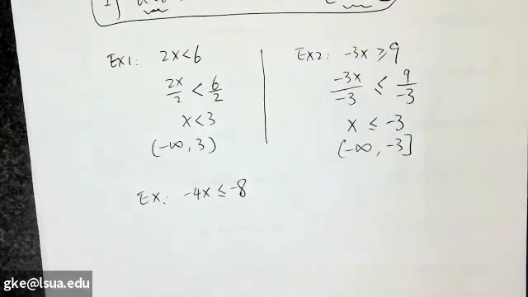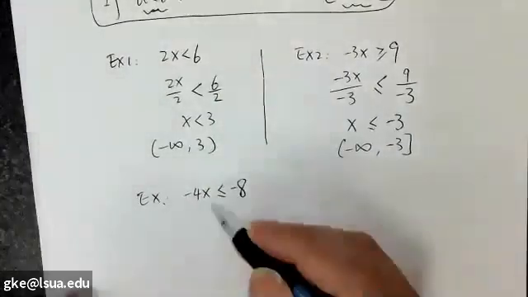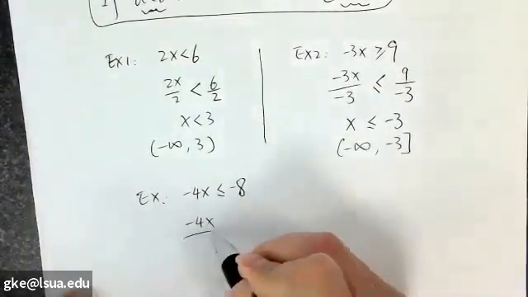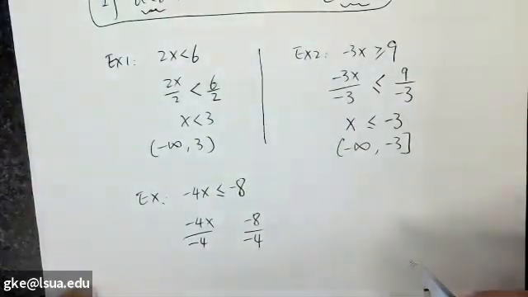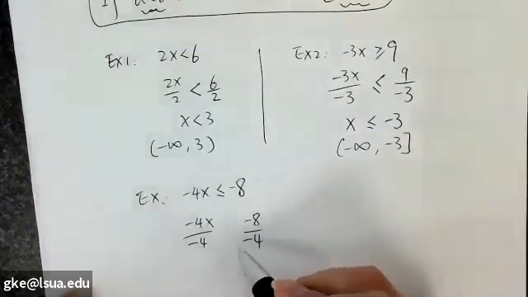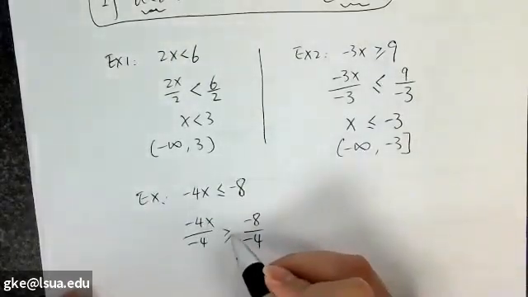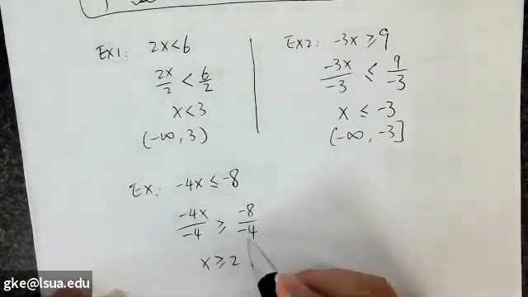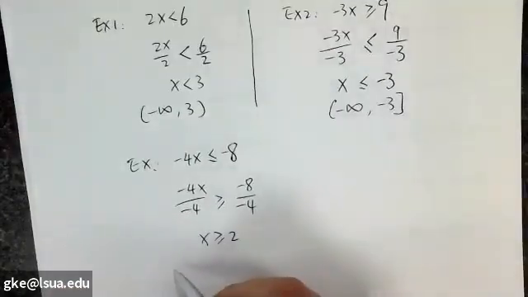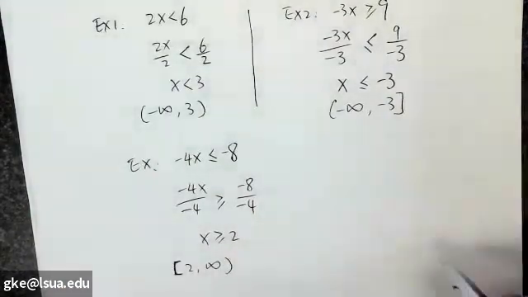Okay, let me finish these problems. Negative 4x, of course, what are you guys going to do? Divide by negative 4 on both sides. Because it's negative 4, change the sign. Then it should be a square bracket to infinity.